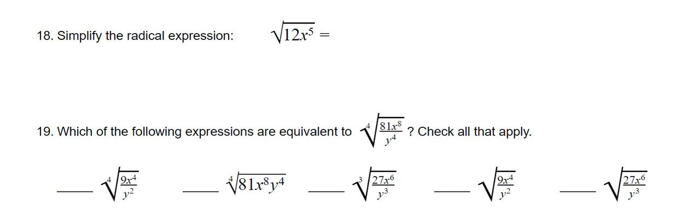Got a pretty quick one here. We need to simplify the square root of 12x to the fifth. Okay, well the 12 is not a perfect square, so we need to see if we can factor a perfect square out of it.